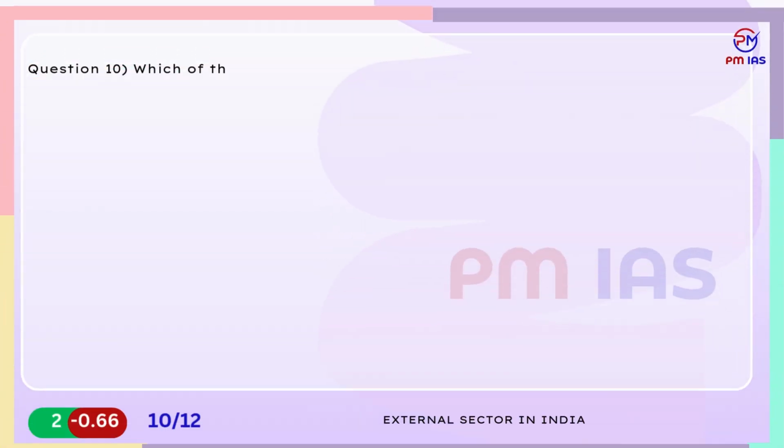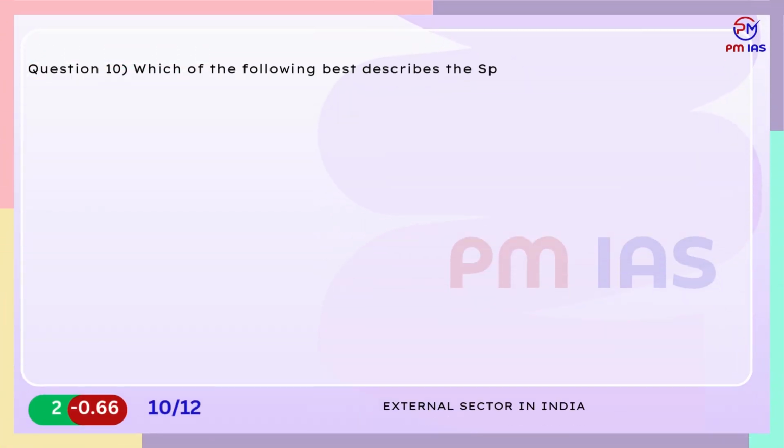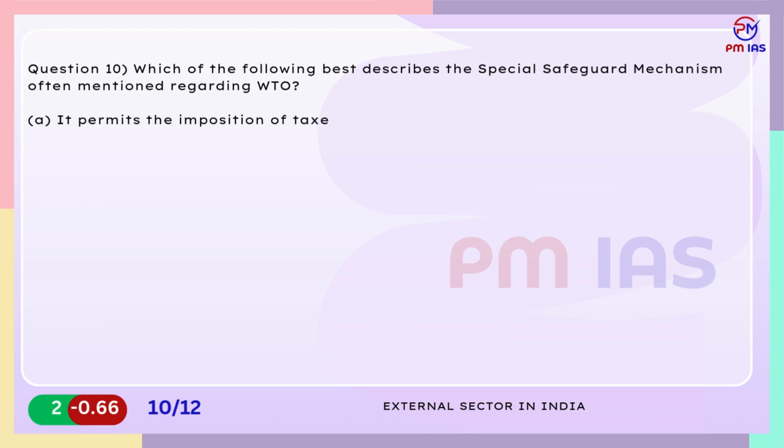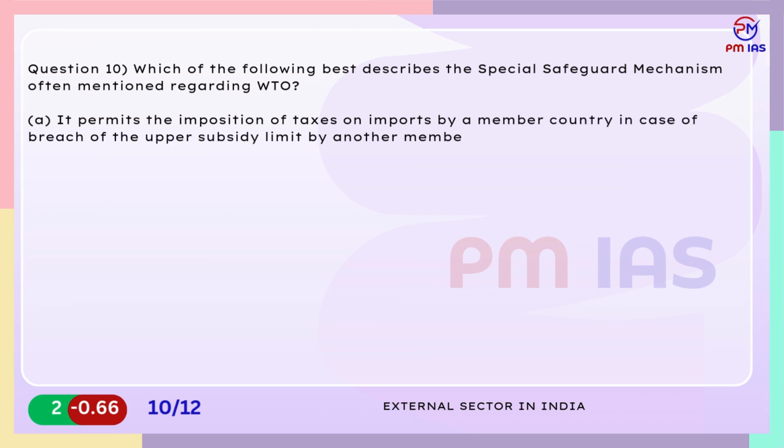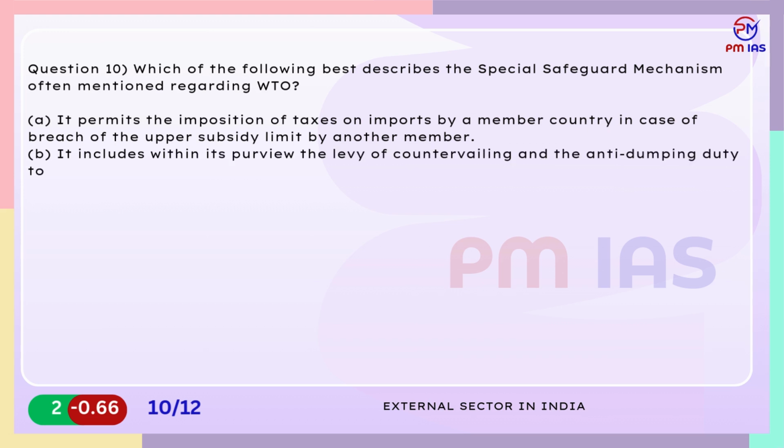Question 10. Which of the following best describes the special safeguard mechanism often mentioned regarding WTO? A. It permits the imposition of taxes on imports by a member country in case of breach of the upper subsidy limit by another member. B. It includes within its purview the levy of countervailing and the anti-dumping duty to protect domestic manufacturers.